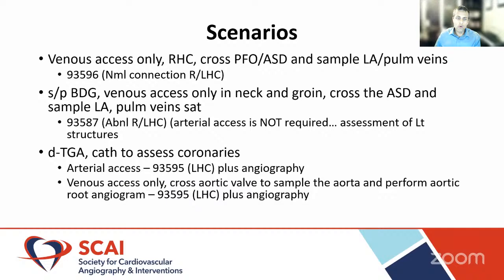But then on the same patient, you get venous access only, cross the aortic valve to sample the aorta and perform the aortic angiogram. Again, it's the same code. So the method of access is not the defining factor here. And then if you did diagnostics, you can actually bill for the right heart cath as well.